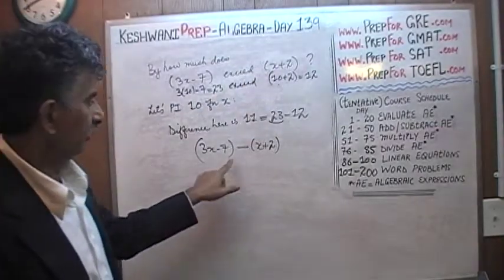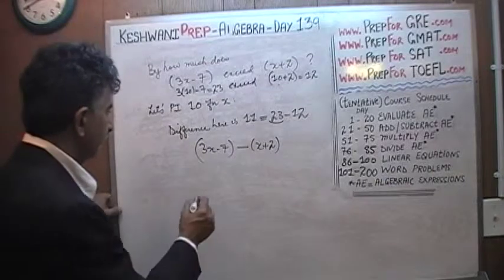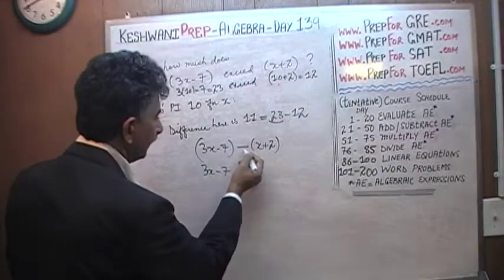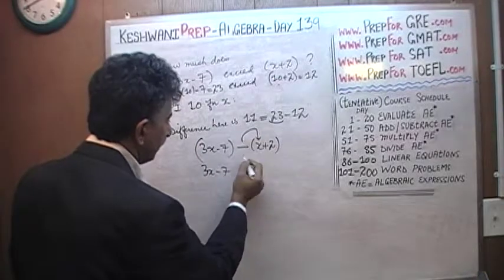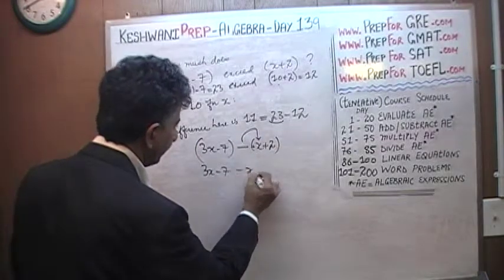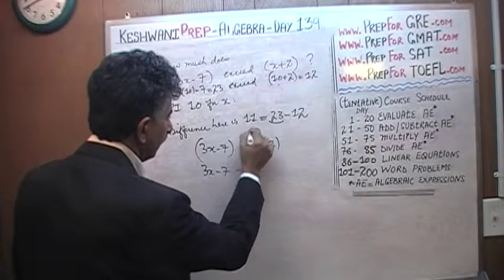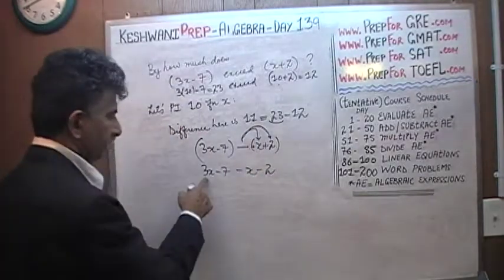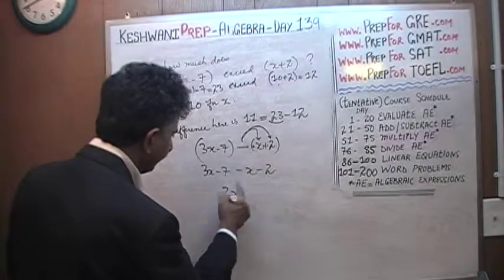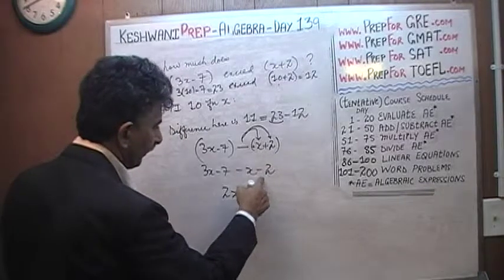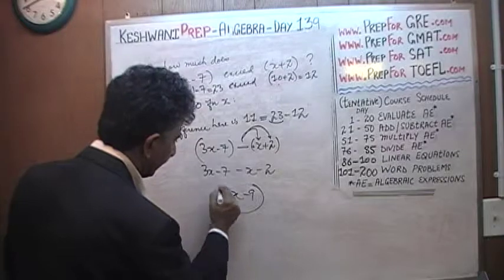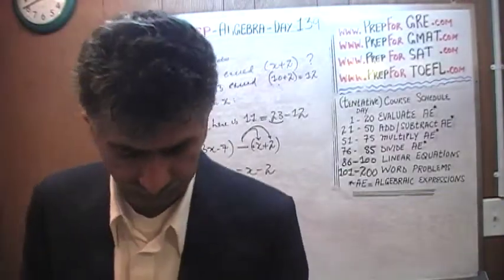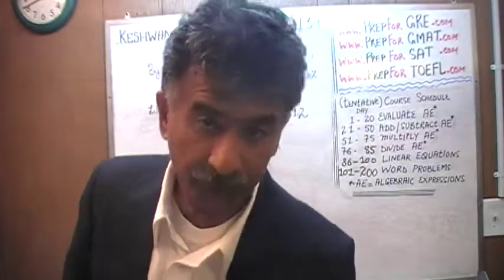We just have to simplify. We just have to open the parenthesis, simplify it. So 3x minus 7, this is your x. And then here we have a minus sign, minus and a plus is going to give us minus. So minus x, and minus times positive 2 is going to give us negative 2. So 3x minus x is 2x, and minus 7 and minus 2 is minus 9. There you go. That's our final answer.